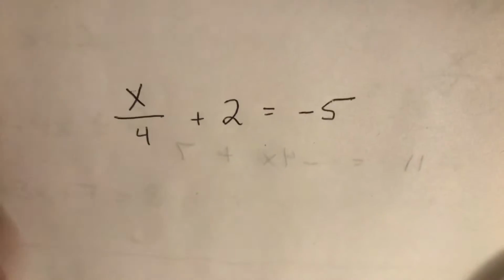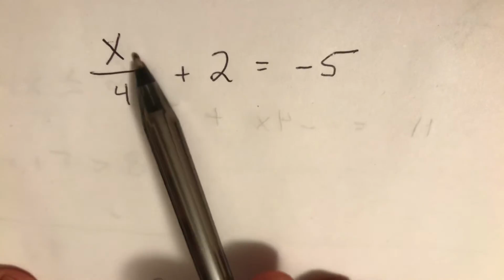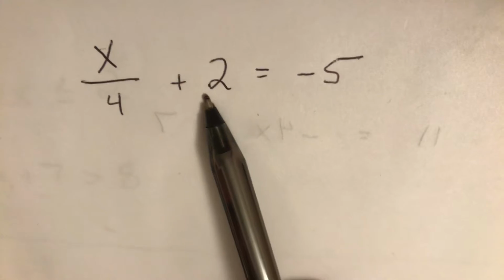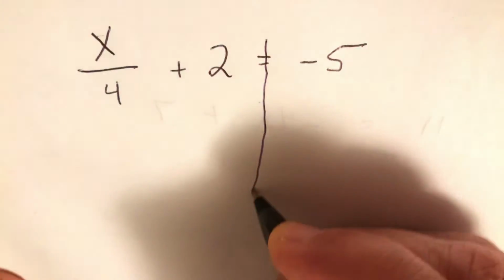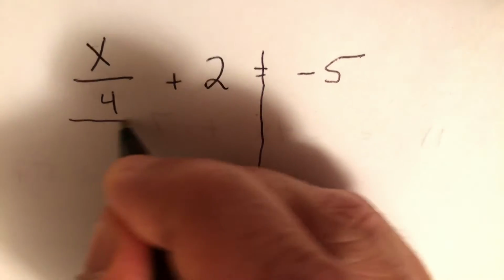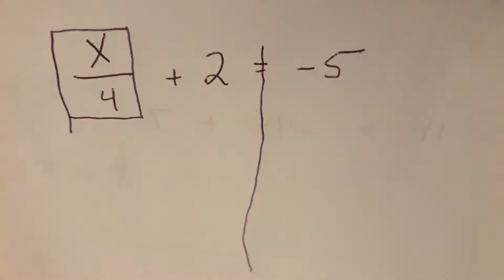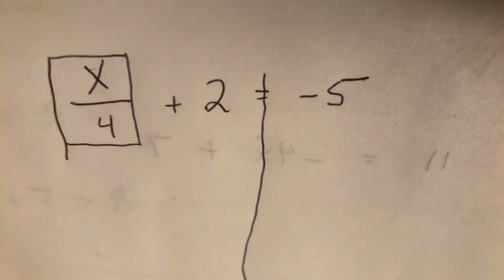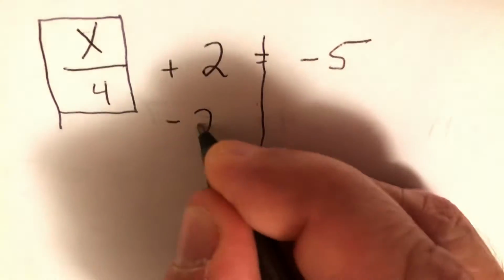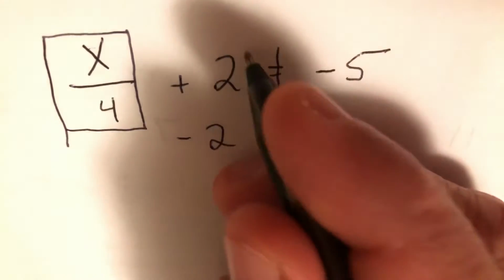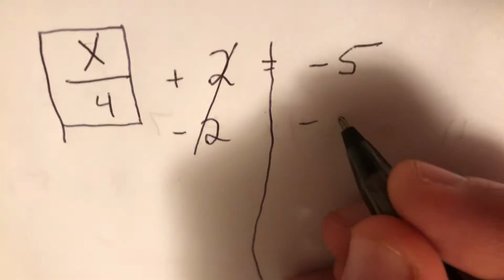Okay. So our next one here is we have some number that we're dividing by 4 and then adding 2. Well, we have to undo both of those things. So we still start the same way. We still draw a river. We're going to put our frame around x divided by 4. Can't touch it at all. We've got to get rid of this adding 2. Well, we get rid of adding 2 by subtracting 2. That cancels out. We subtract 2 from the other side.